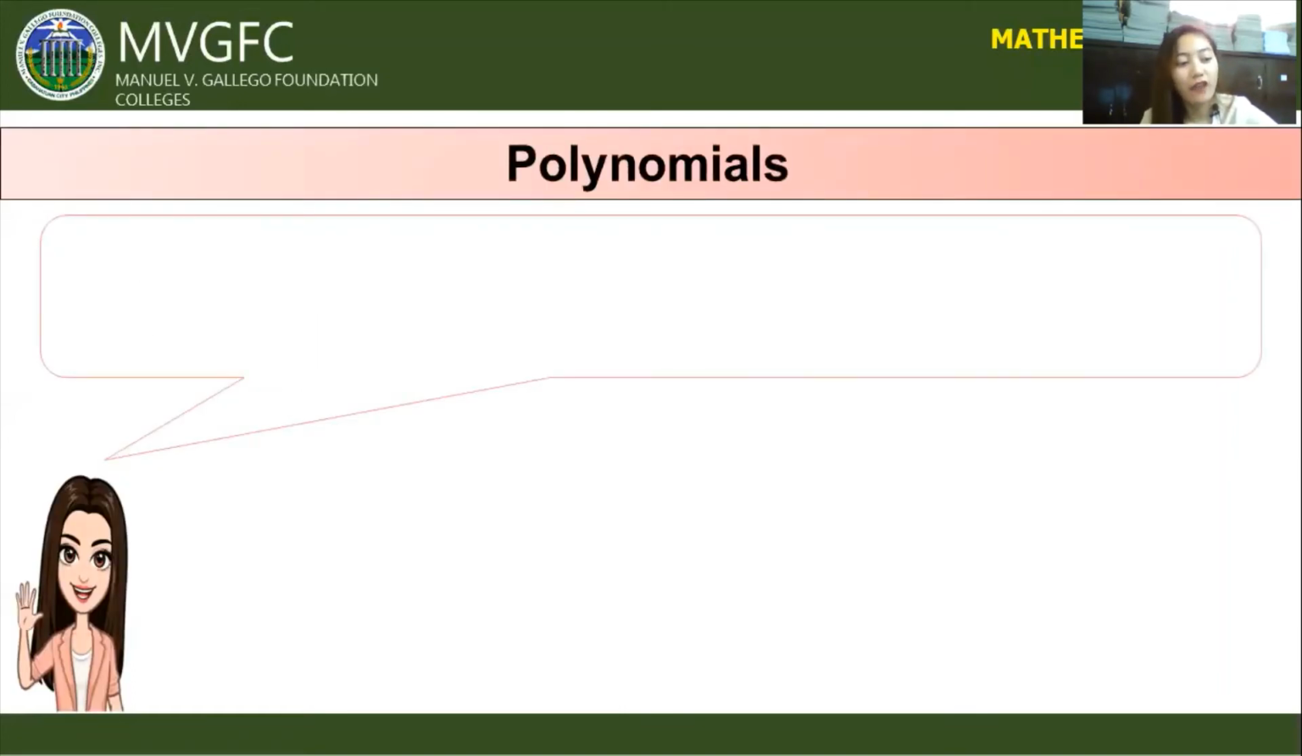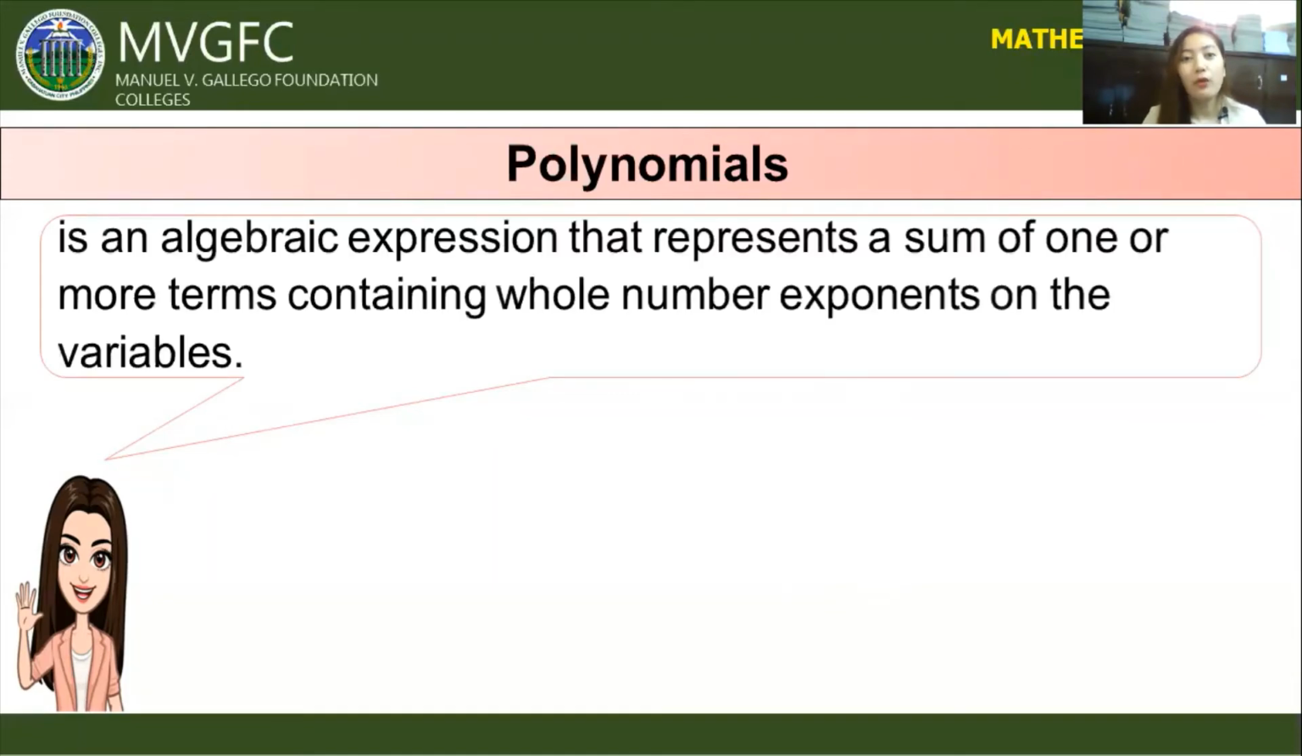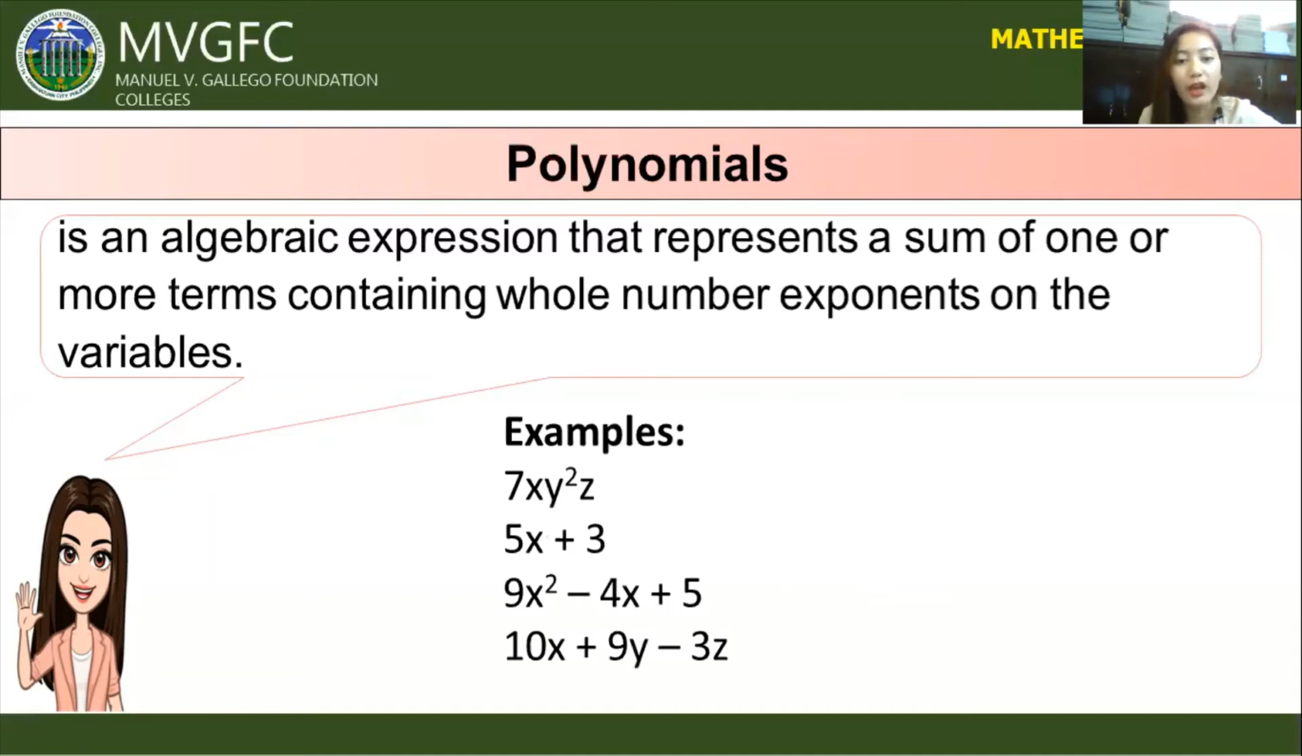Okay? So, after knowing what GCF is and how to find the GCF of numbers, let us now proceed to the polynomials. During your grade 7, you actually had prior knowledge about polynomials. Okay, so once again, let us define polynomials. It is an algebraic expression that represents the sum of one or more terms containing whole number exponents on the variables. So looking at the examples, we have here 7xy squared z, 5x plus 3, 9x squared minus 4x plus 5, 10x plus 9y minus 3z.